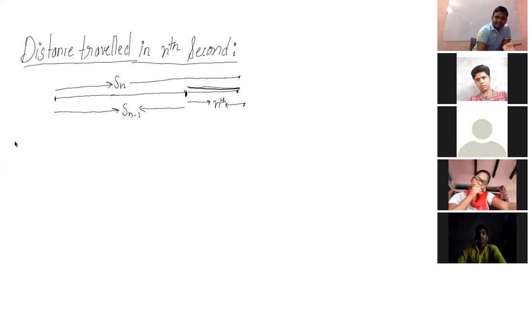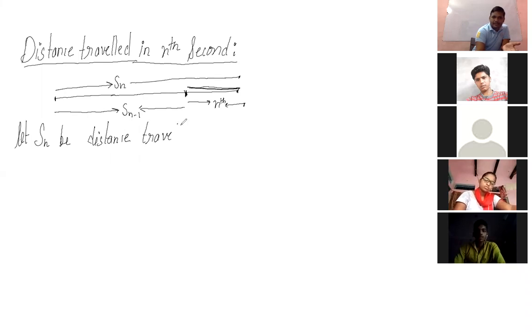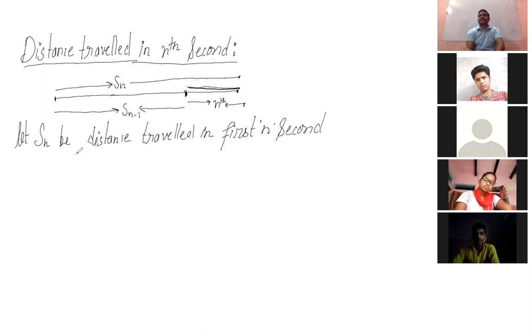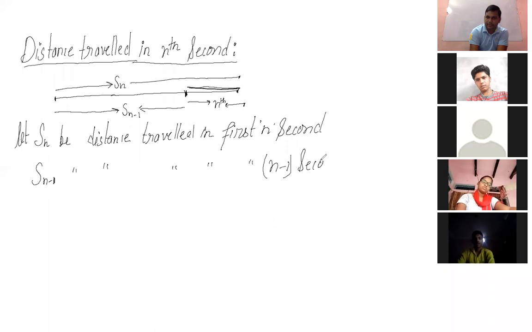So let Sn be the distance traveled in first n seconds, and Sn minus 1 be the distance traveled in first n minus 1 seconds. So if you are saying distance traveled in the nth second, what will that be?